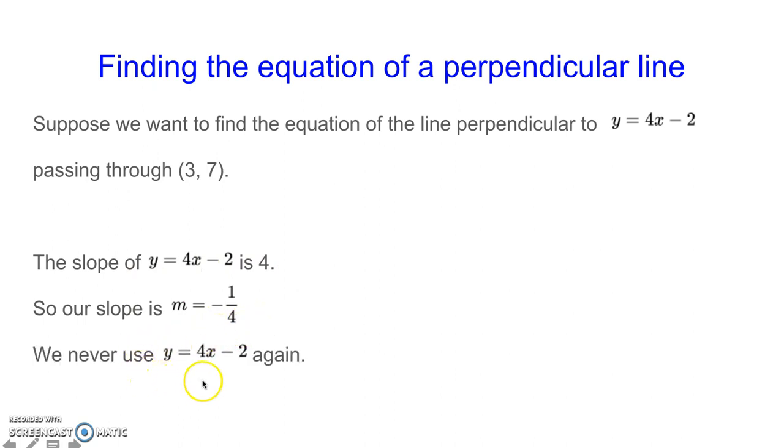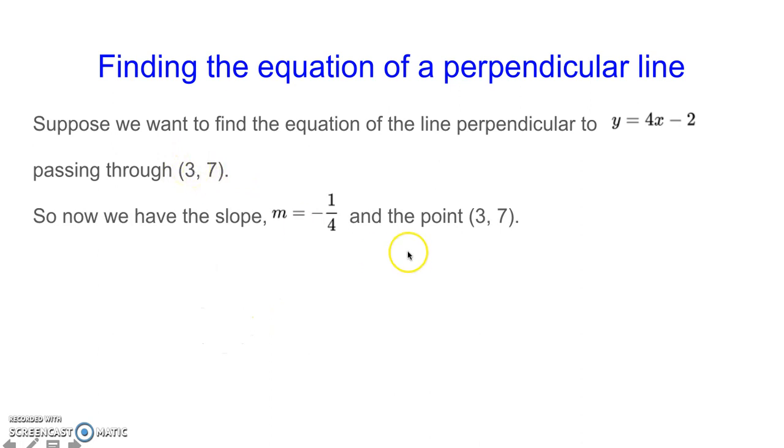We never ever use y equals 4x minus 2 again. In fact, we never use that negative 2. All we wanted from this line was a slope. We've got it. We had it right here. Flip it over, change the sign. That's all we get from this original line. Now we have a slope and a point. We know the slope of the line we're looking for is negative 1/4, and we have the point 3, 7.